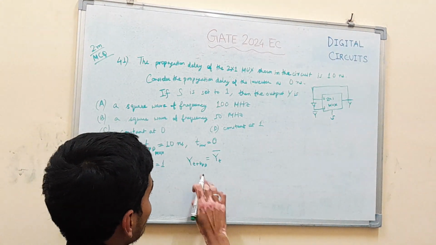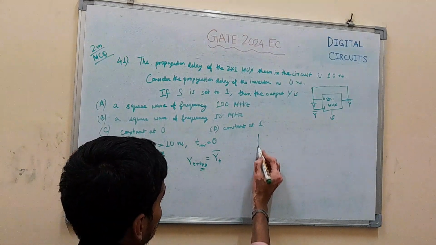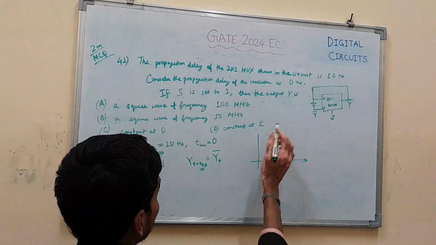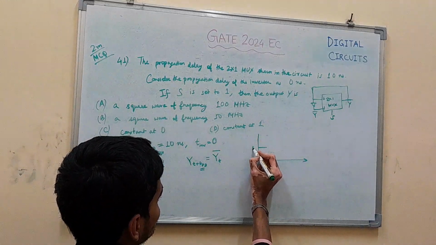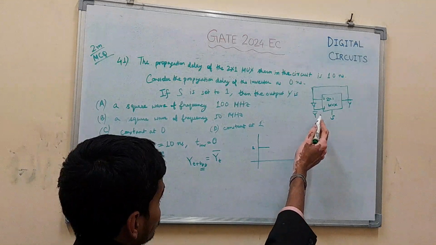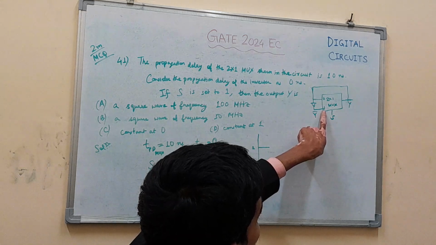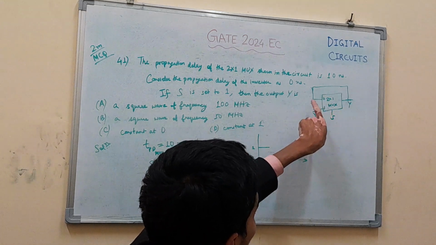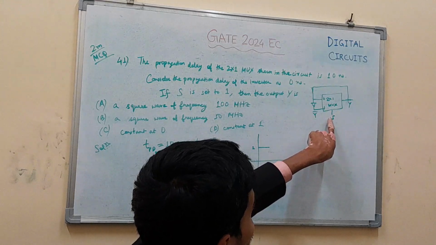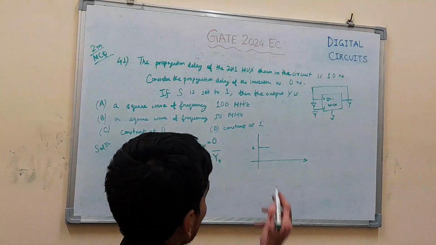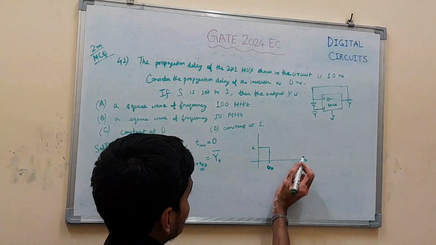So basically Y will toggle after every TPD time. Initially, let's say Y is 1. At T equal to 0, the value going to the input here is 0, since 1 is inverted to 0. So after the propagation delay TPD, Y will fall to 0.